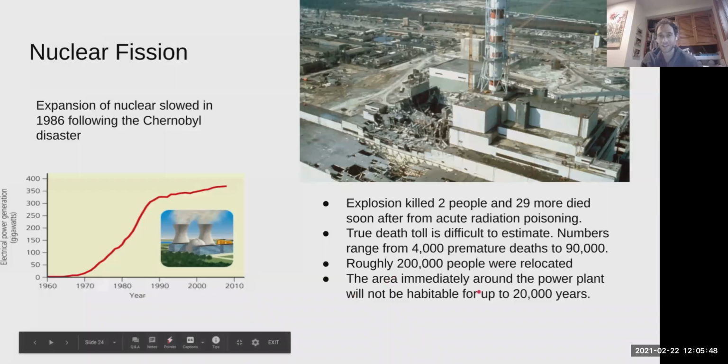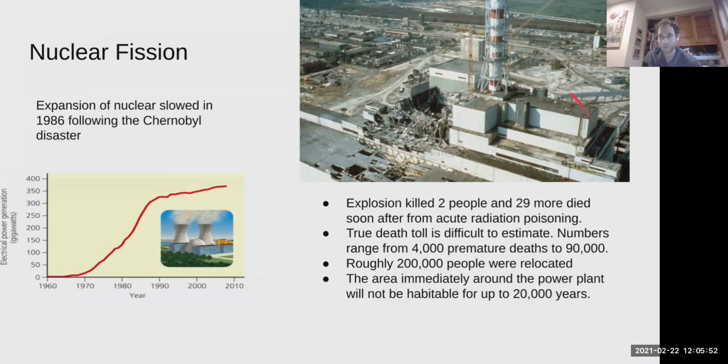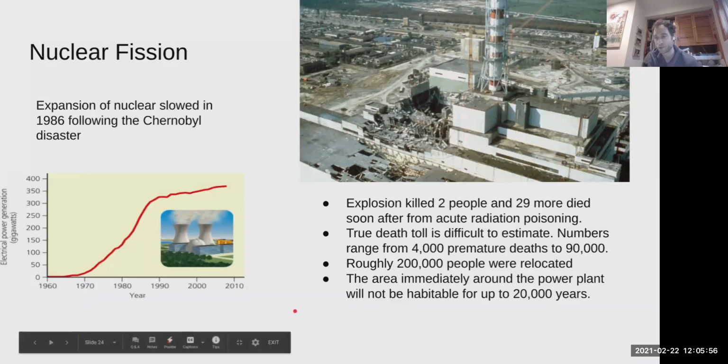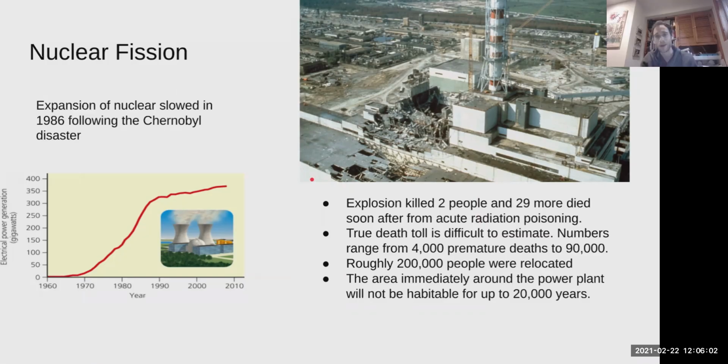About 200,000 people had to be relocated, had to be evacuated. The area right around this is still so highly radioactive that it won't be habitable for 20,000 more years. There's an area called the exclusion zone, which is an 18-mile circle around the reactor. And you can actually go to many places in the exclusion zone now. You can actually do tours of it.